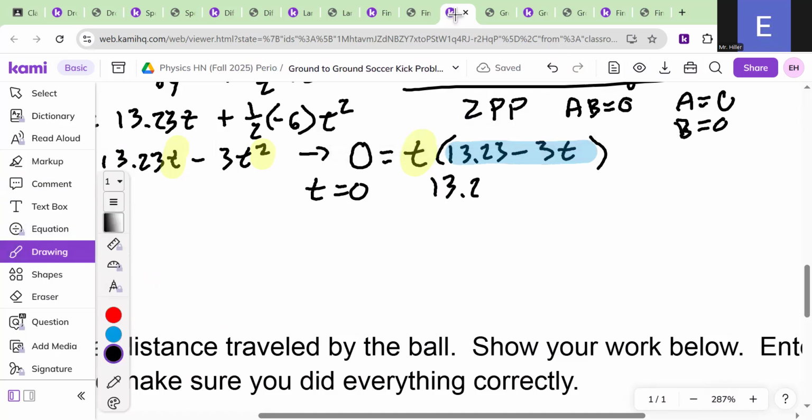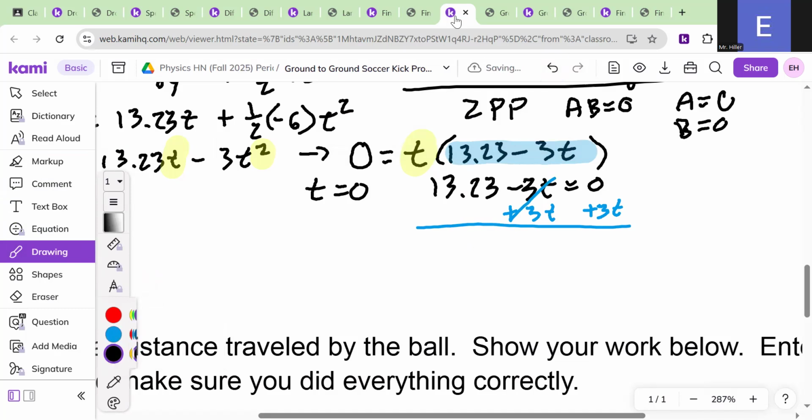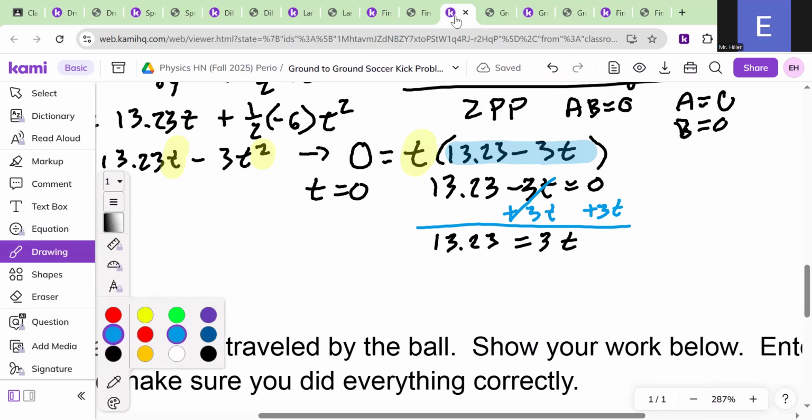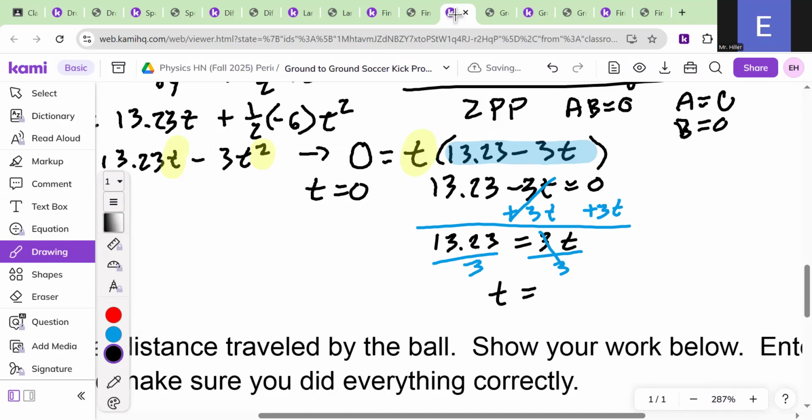Now, the second time, I'm going to set that factor equal to 0. Okay, 13.23 minus 3t equals 0. Okay, isolate it. So I'm going to add 3t. I get 13.23 equals 3t. Divide by 3, and you're going to get the time of flight. Okay, so 13.23 divided by, in my case, 3. The time of flight is 4.41 seconds in my case. Go ahead and figure out yours.